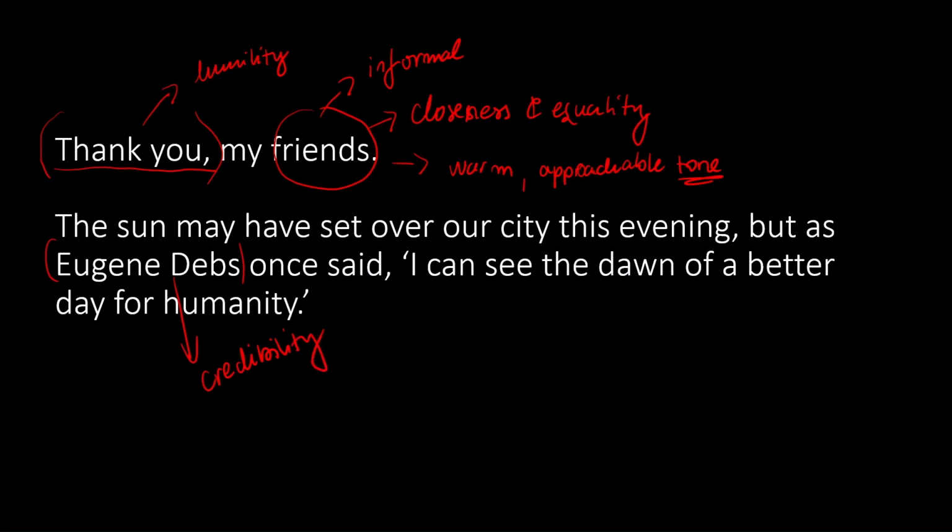He also uses a great contrast here. The sun may have set, but he can see the dawn. So there is this light and dark imagery, which is very conventional, very well known. And he makes sure that he connects the dawn of a better day for humanity with this thing that they've achieved here, which again gives his victory a greater meaning and elevates it to something of greater significance, not just an election of a city mayor.